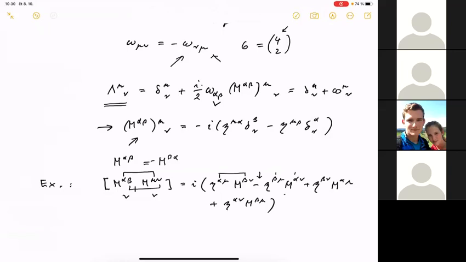Okay, so it's a good place to stop here. We have found that the generators of the Lorentz group in the defining representation obey some commutation relations. And in the same way, we in fact also get the structure functions of the Lorentz group considered as a Lie group. Okay, so I will stop here.